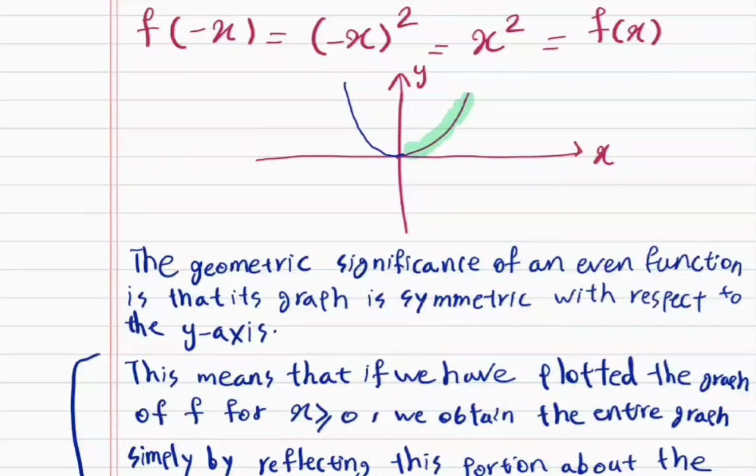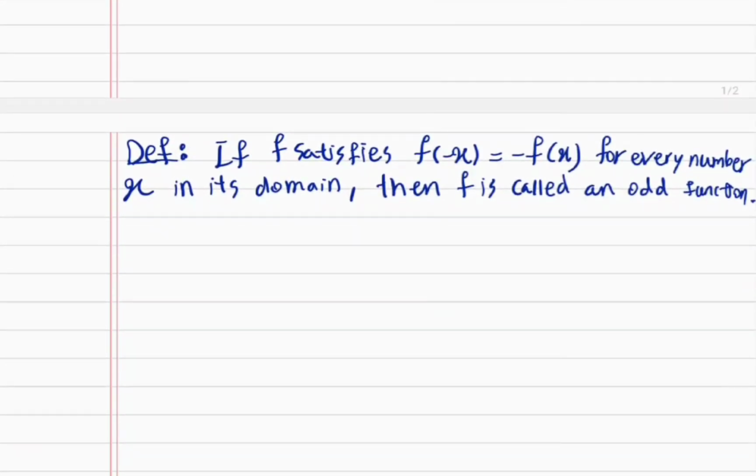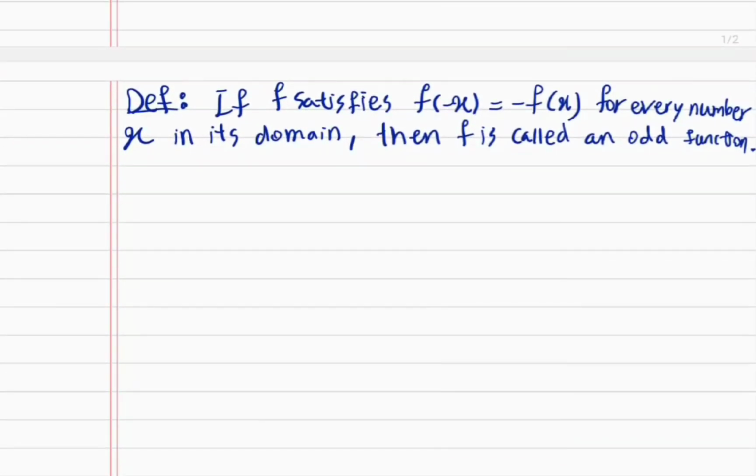Now I'm going to do the next bit, which is about odd functions. Again, we start with the definition: if f satisfies f of minus x is equal to minus f of x for every number x in its domain, then f is called an odd function.